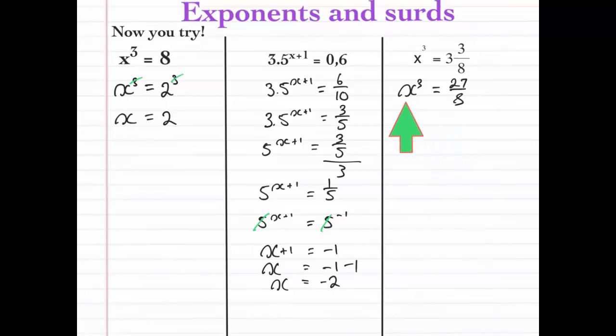Now again, my variable is a base letter, so I want the exponents to be the same. So again, how do I make the exponents the same? I can rewrite those big numbers into their prime bases. So what does 27 become? 27 becomes 3 to the power of 3. What does 8 become? 8 becomes 2 to the power of 3.